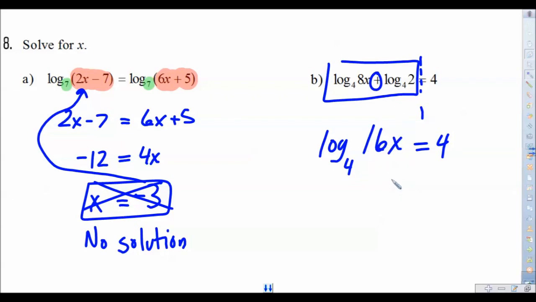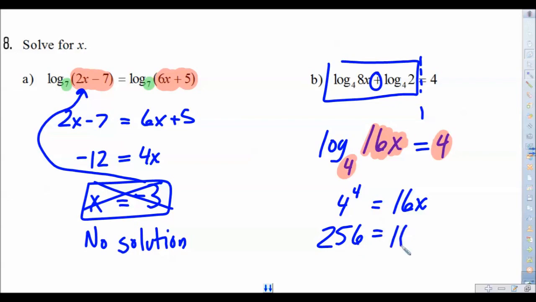So what move do we make now that we have a single logarithm? Let's rewrite that as an exponential. So 4 to the 4th power is going to be equal to 16x. What is 4 to the 4th power? I know 4 to the 3rd is 64. 64 times another 4. Pretty sure that's 256.